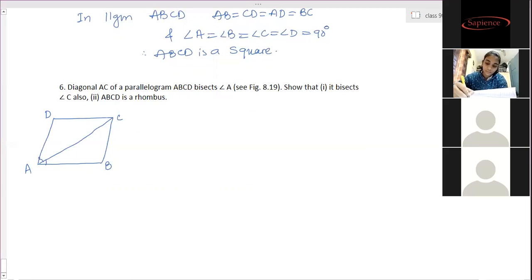If AC is bisecting these two, that means these two angles are equal. Then we have to show that angle C is also bisected by AC. That is one we have to prove. And the second thing we have to prove is it is a rhombus. That means adjacent sides we have to show equal. So what we have to do is prove congruency between these two triangles. But while proving congruency, don't take this and this angle equal. Here, BAC and DAC are equal. 1 and 2 are equal. So if these two are equal, then this is a common side.